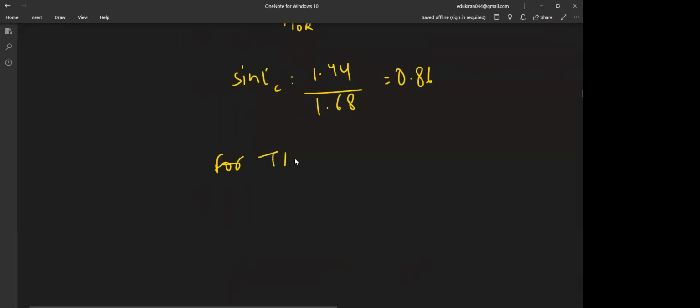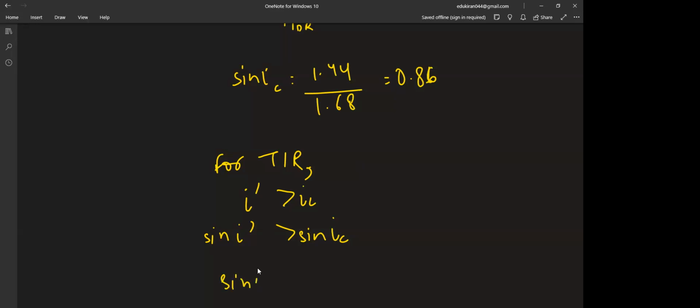Now for total internal reflection to occur, the angle of incidence, let's say this is I prime, has to be greater than the critical angle. This is the condition we studied. Just put sin: sin I prime is greater than sin IC. All right, class. Now see, what is sin IC? Have we not found the value of it? It is 0.86. So sin I prime is greater than or equal to 0.86. This is the range, class. Please focus. Am I clear till here?